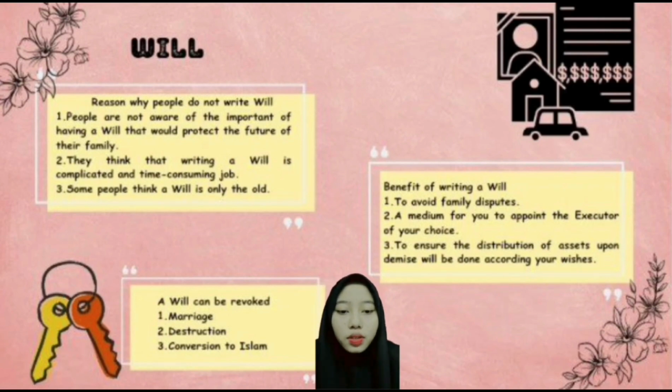And the last is conversion to Islam. When a non-Muslim person converts to Islam, the distribution will automatically follow the faraid distribution.